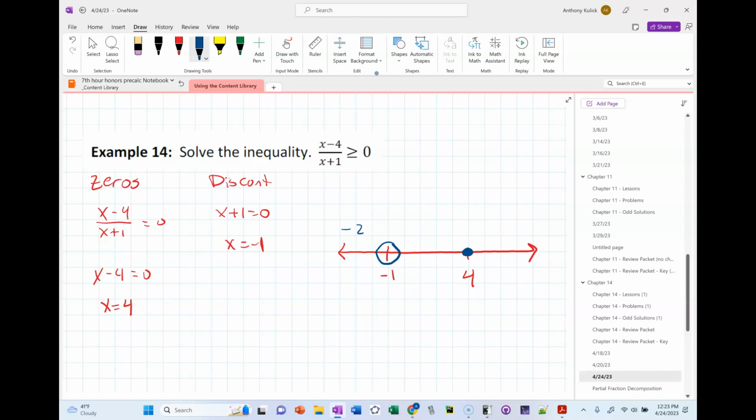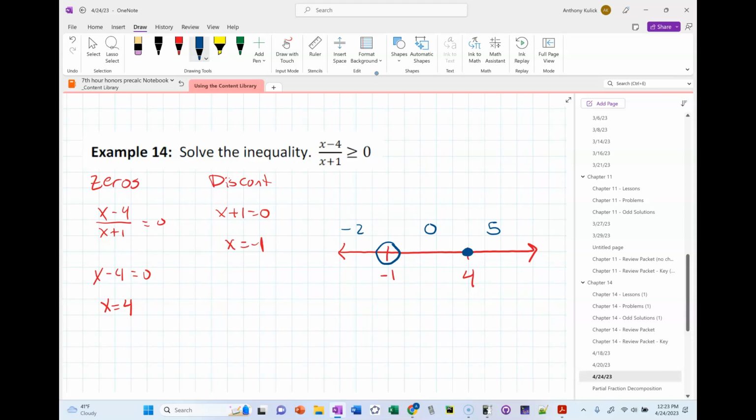Okay. So now I'll just pick some test values. So maybe -2 for something less than -1, 0 for something between -1 and 4, and 5 for something bigger than 4. Again, there's nothing magic about these numbers. You can use any numbers you want, but don't make it harder than it needs to be on yourself. Don't pick like 7/3 or something. Why do that? Just pick something nice and easy, if you can.